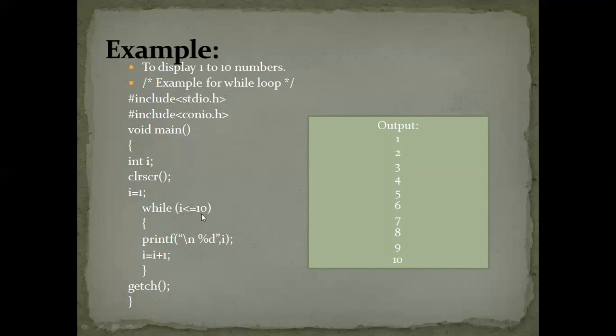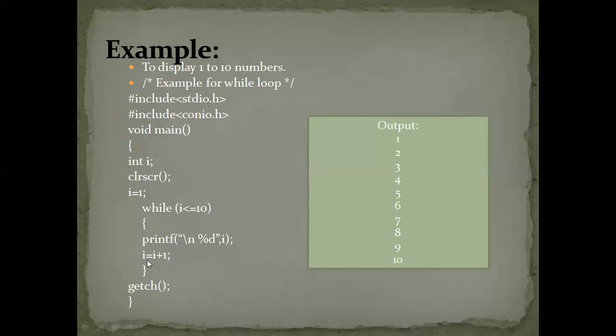Is 2 less than or equal to 10? Yes, the condition is true. Then I am supposed to display the number 2. Again the i value will be incremented by 1. Now the i value becomes 3. Is 3 less than or equal to 10? Yes, the condition is true. The control will go to here, and it will print the i value 3.